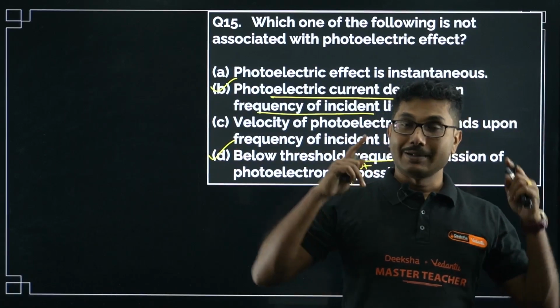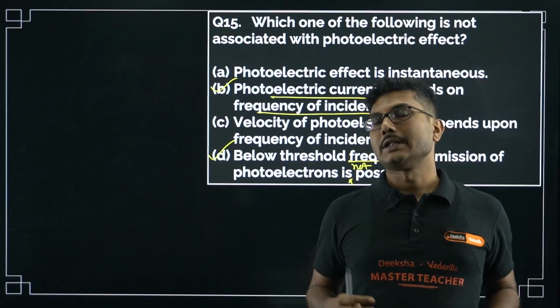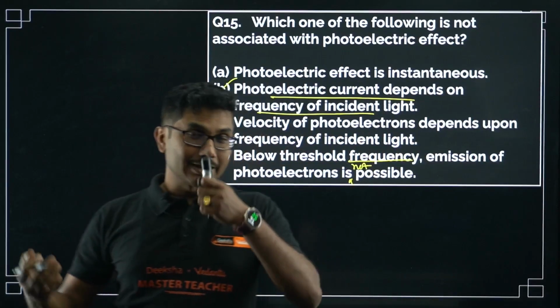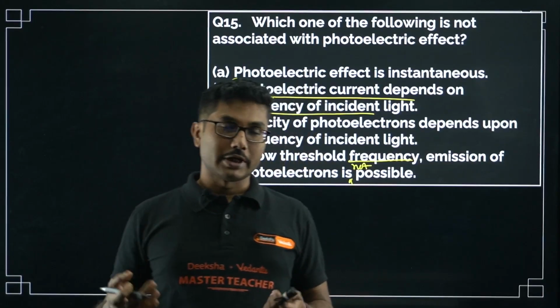The maximum kinetic energy of the electrons emitted depends on frequency. That is the only thing. Other than that, the saturation current, the maximum current in the circuit, does not depend on the energy of the photon, that is frequency.